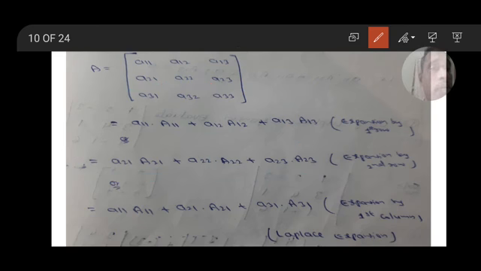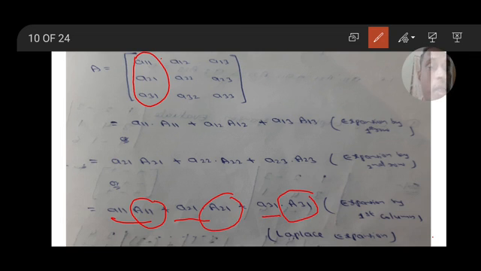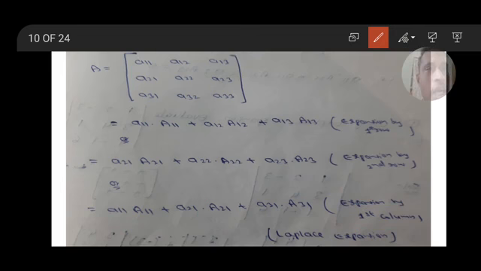Suppose you take the first column, the first column elements are a11, a21, a31. So a11 into its cofactor capital A11, plus a21 into its cofactor capital A21, plus a31 into its cofactor capital A31. Their sum is the expansion by the first column. It is also the determinant of A. These three values are all the same, whether you expand any row, first, second or third row, or any column, first, second or third column.